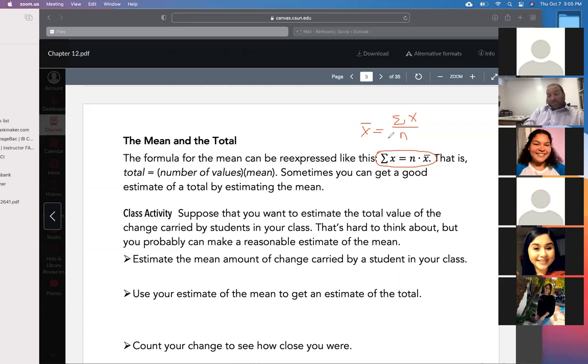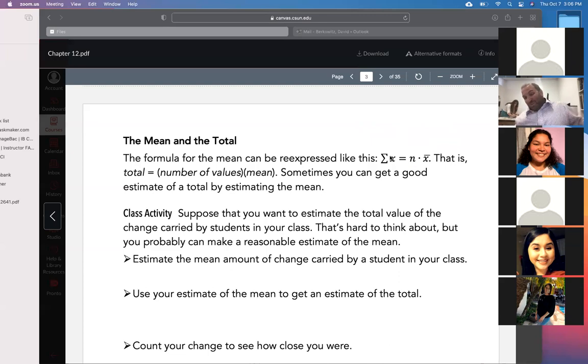And sometimes it's useful to actually use this formula versus this formula. This formula finds the mean, and this formula uses the mean to find the total. It's the same formula rearranged, but the purpose of the formula is different in the first case versus the second case. So suppose that you want to estimate the total value of the change carried by students in your class. You want the total, you want the sum. Well, if I know how many students I have, n, and I know the average amount carried by everyone, I can just take this total, multiply it by the average, and that will give me the sum.